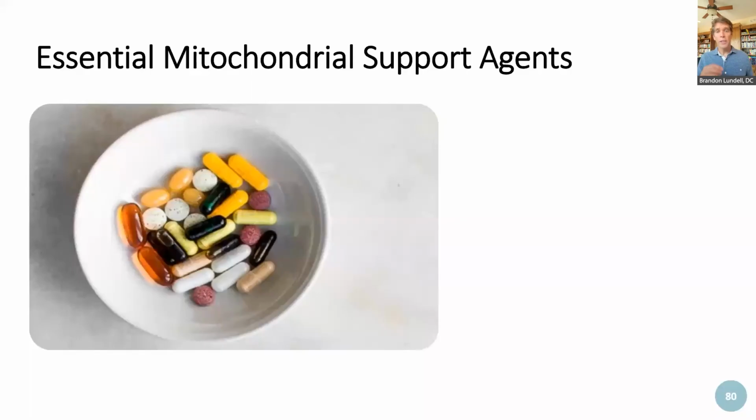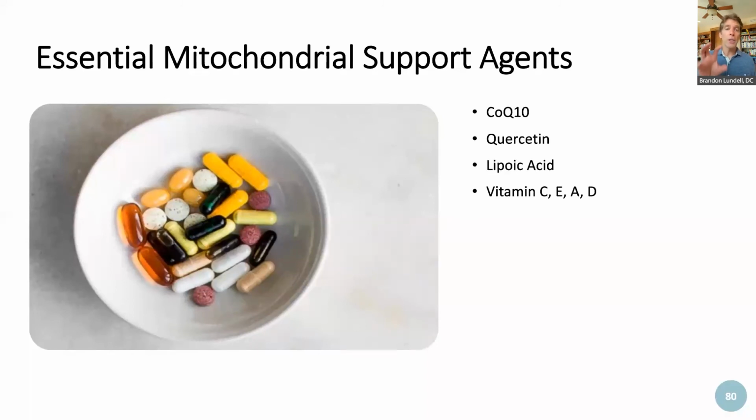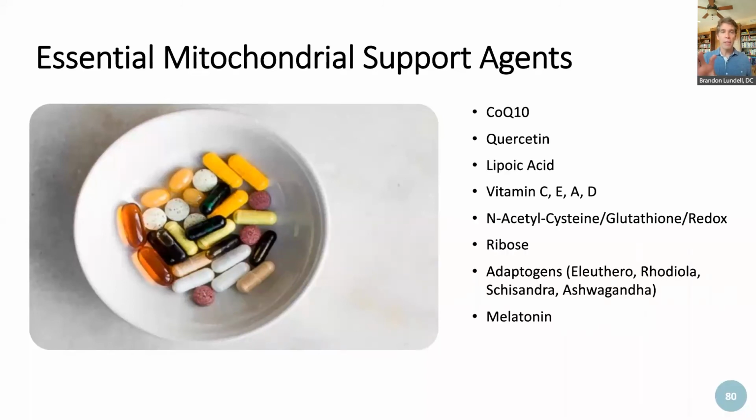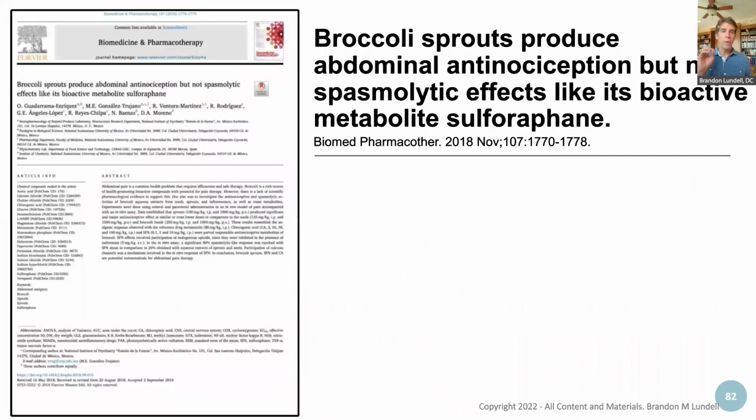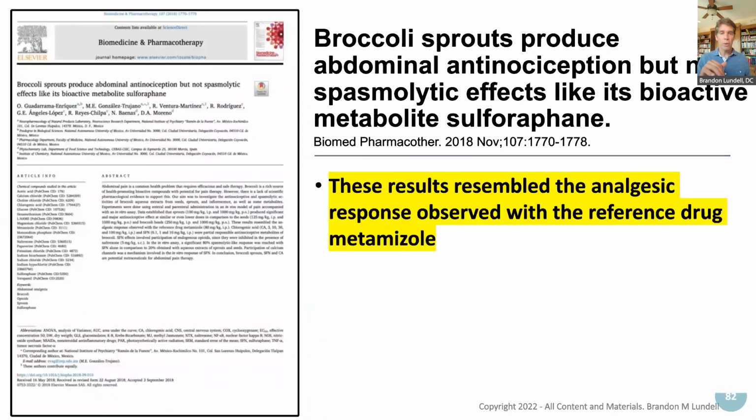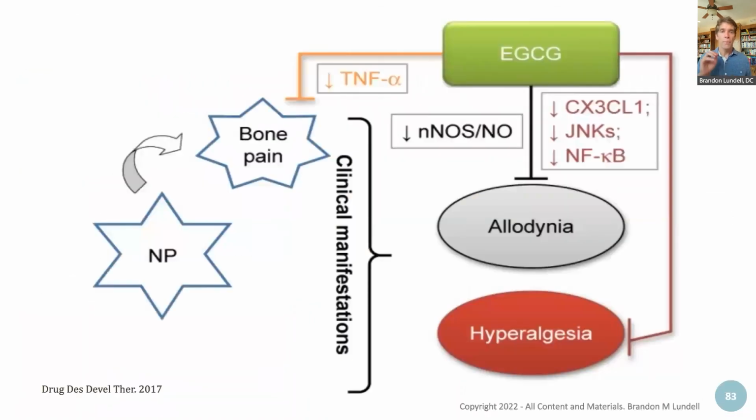Let's skip through all these, because this is just the evidence of what I just showed you. These are just some of the evidence of what I do for mitochondria. We already went into sulforaphane, so we can skip through that. Broccoli sprouts is one of my favorite things. EGCG, green tea extract, is great.